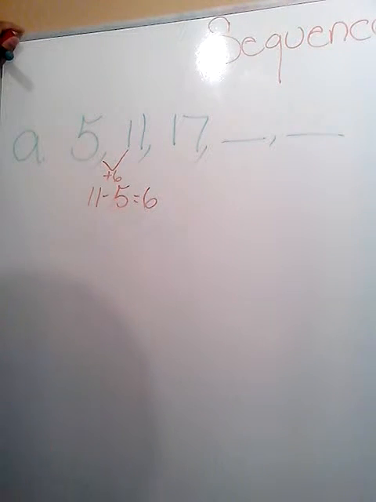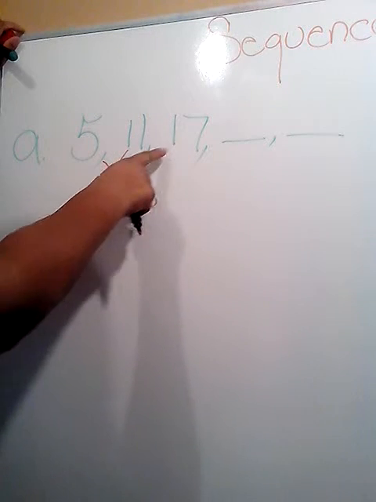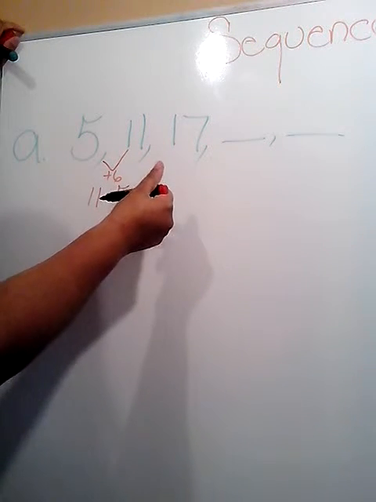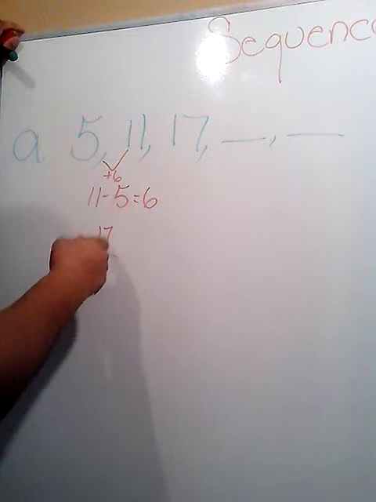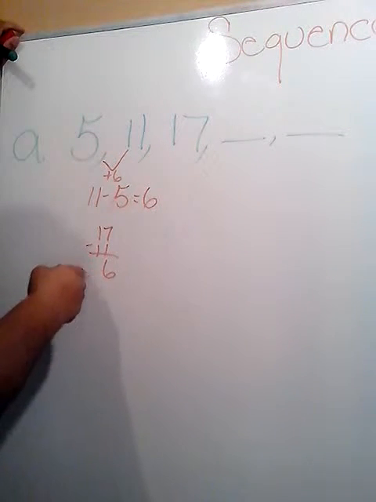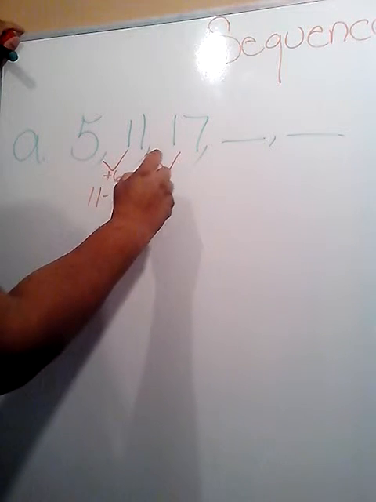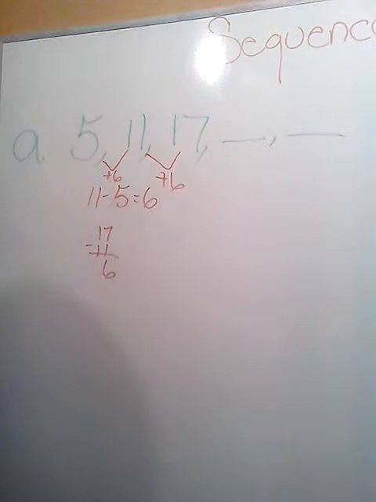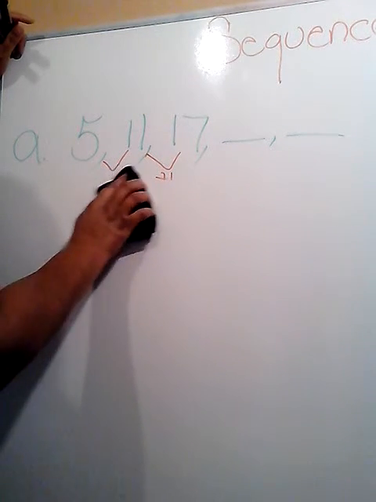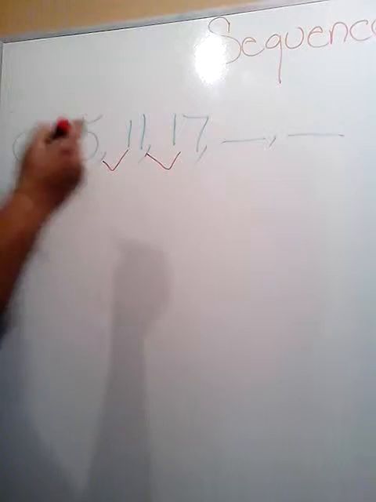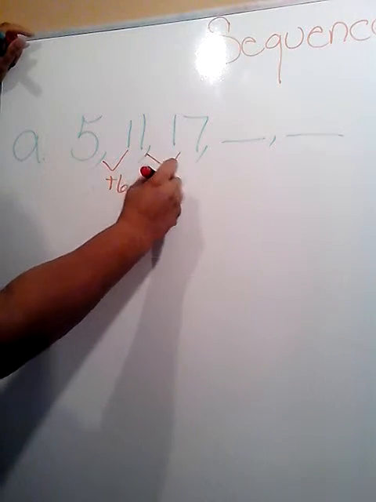Well, if that's the correct rule, they have to be doing the same thing here. Let's see. What's 17 minus 11? 7 minus 1 is 6. 1 minus 1 is 0. So to go from here to here, they're adding 6. So we figured out the rule. The rule is plus 6.